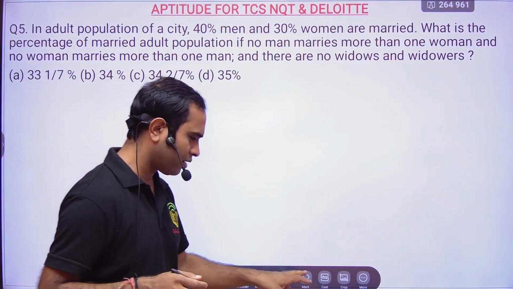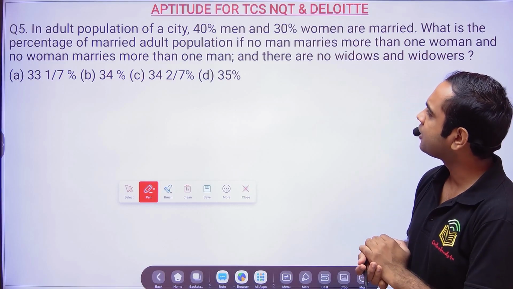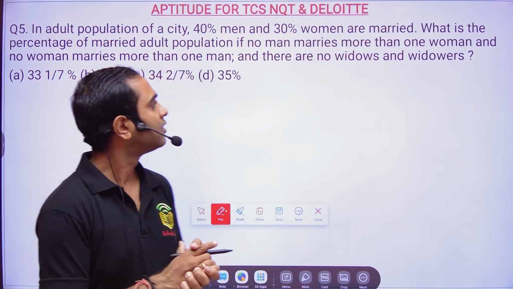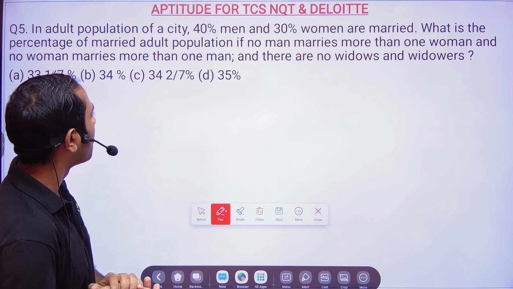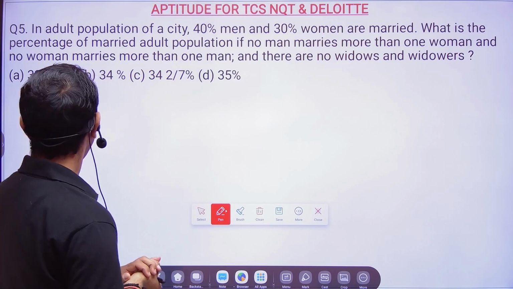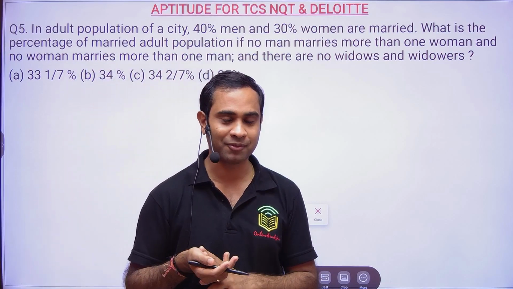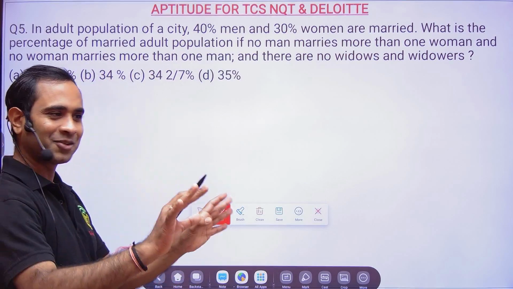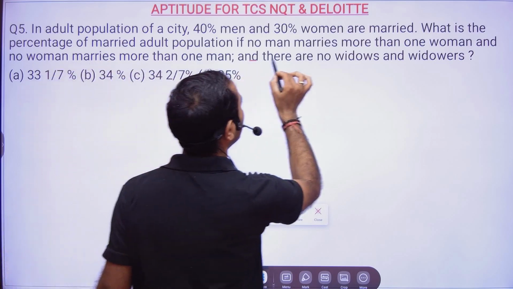This is a very good question, wonderful question, I would say. In an adult population of a city, 40% of men and 30% of women are married. What is the percentage of married adult population if no man marries more than one woman and no woman marries more than one man? This is very good. One man is able to marry only one woman, so that's really good. And one woman is also marrying only one man, and there are no widows and no widowers.